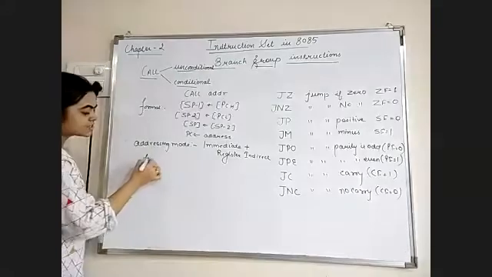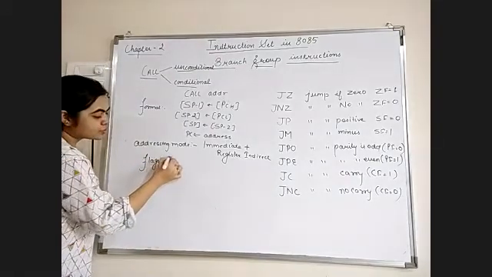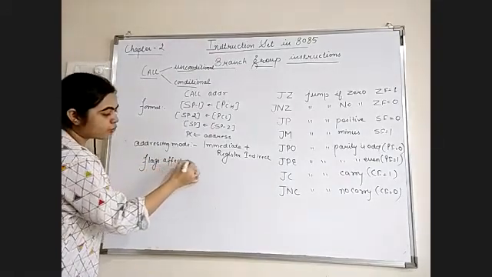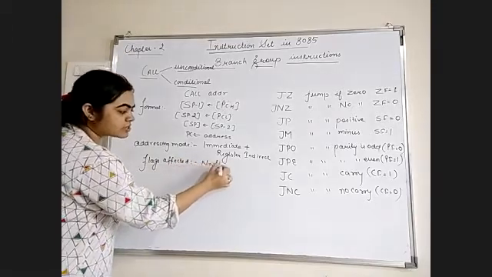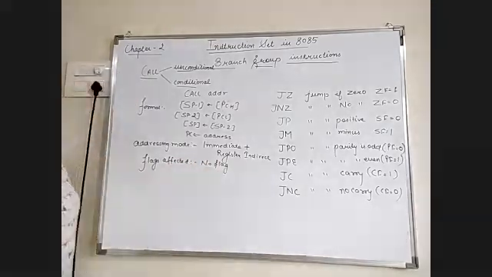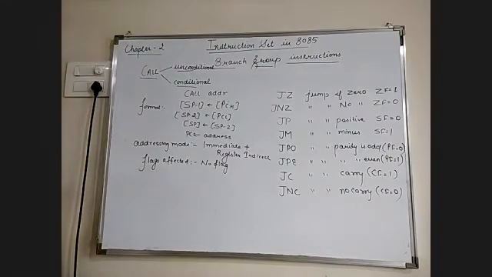Next is the flags affected. After the execution of the call instruction, no flag will be affected, because again this is a branch instruction which can redirect the microprocessor from one location to another location.